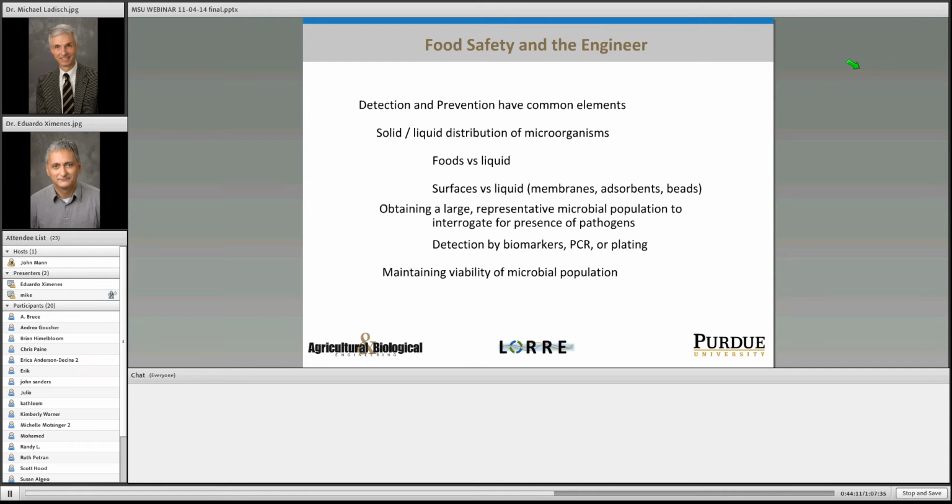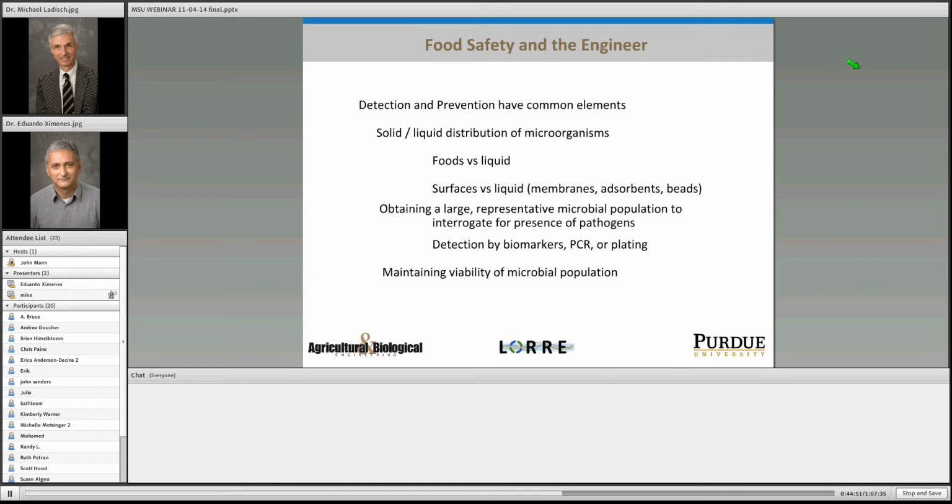The surface in the liquids and the surfaces can be membranes, absorbents, beads, and there are certain methodologies, for example, that use derivatized magnetic beads. But again, having a high enough concentration is critical to the success of the detection methods. What we try to address here is improving the detection method by shortening the time required for bringing the microbial cultures to a concentration or a number that the pathogen can be detected.